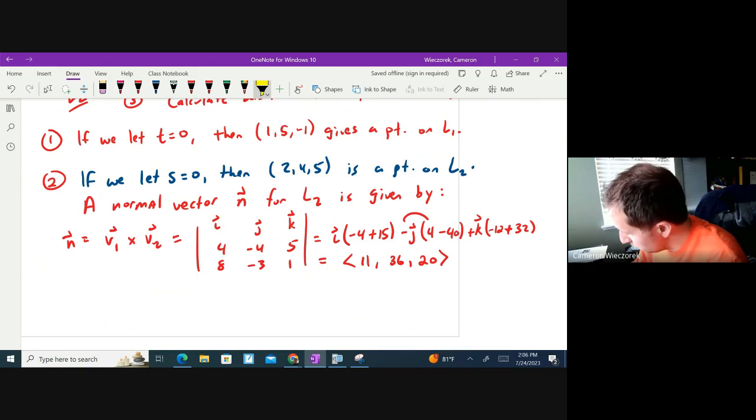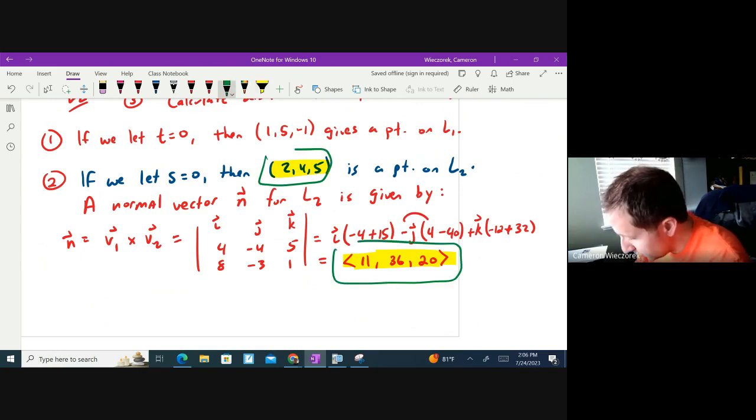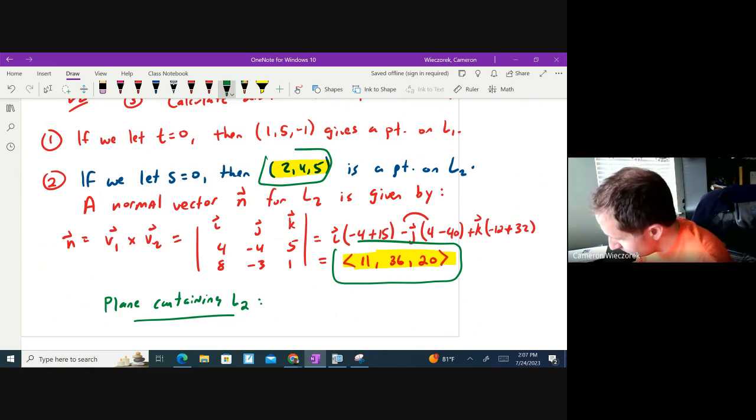I'm going to highlight the important pieces from step 2. There's our normal vector. There is our point. So I'm going to put these in green. Okay, now we can write the equation of the plane containing line 2. Okay, remember how to do that from last video?